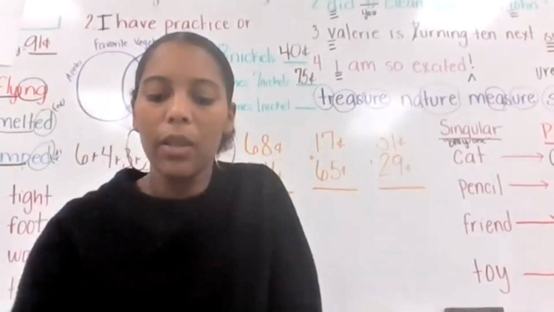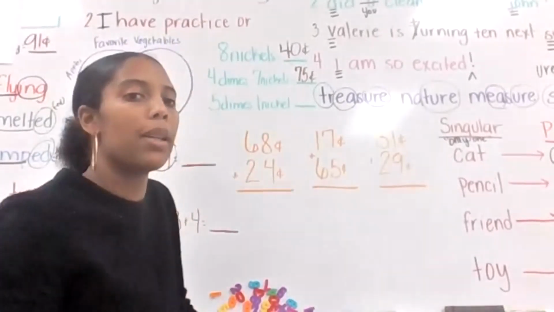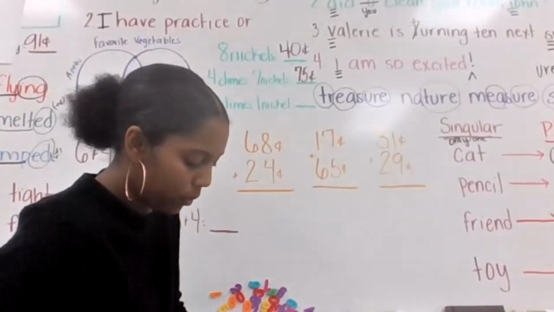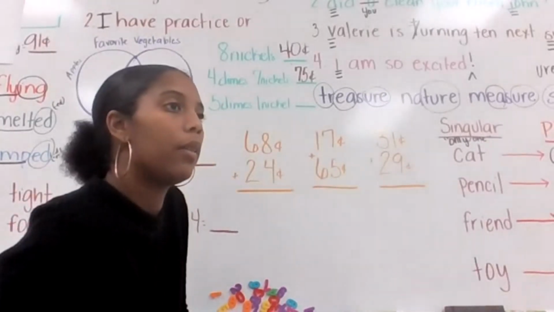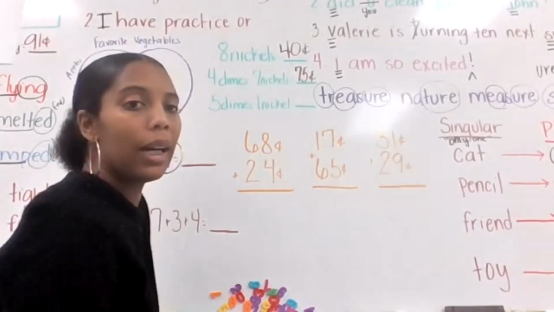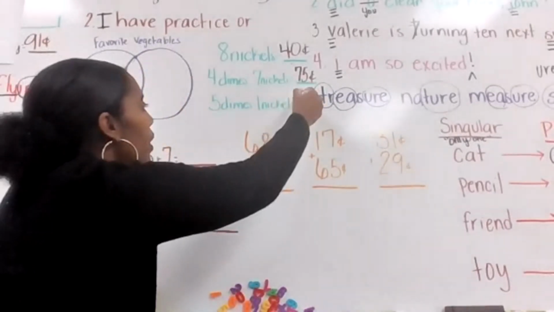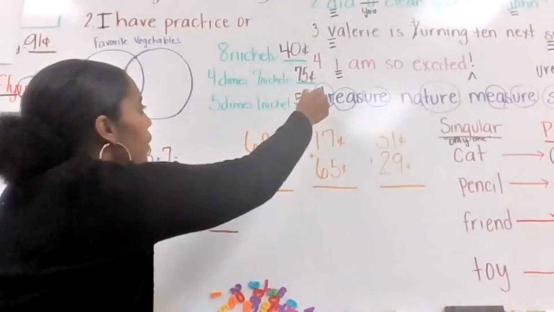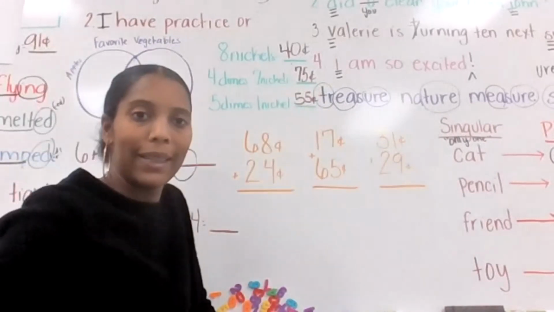Okay, five dimes and one nickel. How much money should that be? All right, Evan. 55 cents. Five dimes was 50. One nickel was 5 cents. So 50 and 5 make 55.